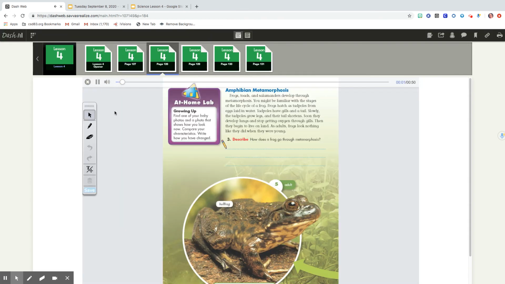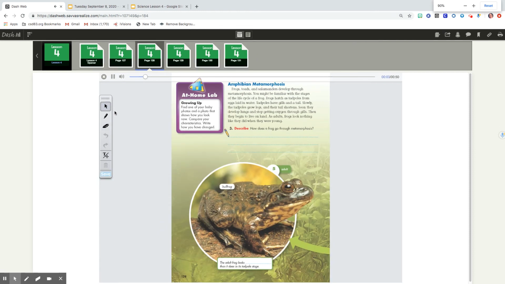Amphibian metamorphosis. Frogs, toads, and salamanders develop through metamorphosis. You might be familiar with the stages of the life cycle of a frog. Frogs hatch as tadpoles from eggs laid in water. Tadpoles have gills and a tail. Slowly, the tadpoles grow legs, and their tail shortens. Soon, they develop lungs and stop getting oxygen through gills. Then, they begin to live on land. As adults, frogs look nothing like they did when they were young. 3. Describe. How does a frog go through metamorphosis?